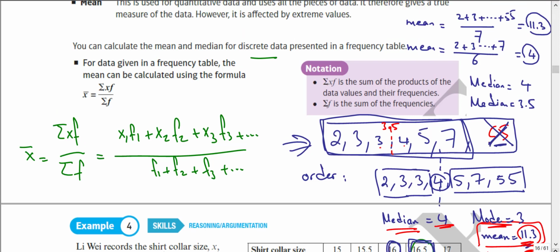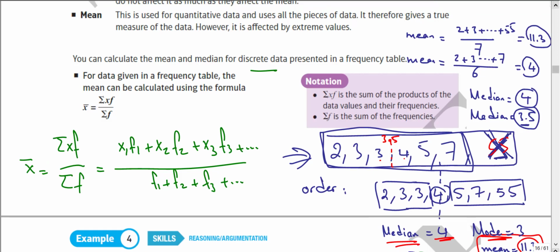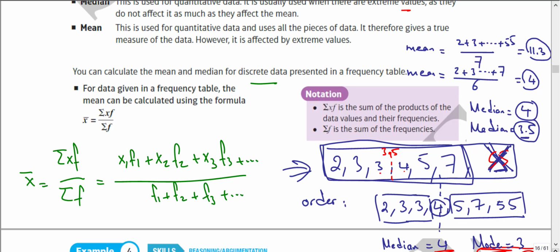Without the extreme, meaning you remove the extreme, the new median will be 3.5. Now focus on what I'm saying. The median in the first case, when you have 55, was 4. The new median, when you remove 55, is 3.5. Is there a big difference between 4 and 3.5? No. It means removing the extreme did not affect the median. So the median is resistant to extreme values.